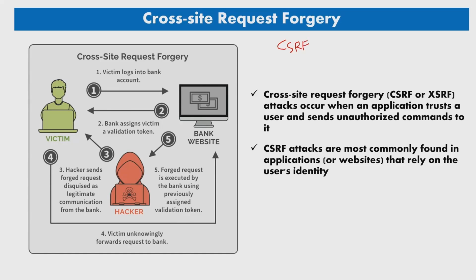So cross-site request forgery, or CSRF or XSRF, attacks occur when an application trusts a user and sends unauthorized commands to it. CSRF attacks differ from XSS attacks in that they take advantage of an application's trust in the user's web browser. One-click attacks or session riding are terms used to describe CSRF vulnerabilities. CSRF attacks are most commonly found in applications that rely on users' identity.